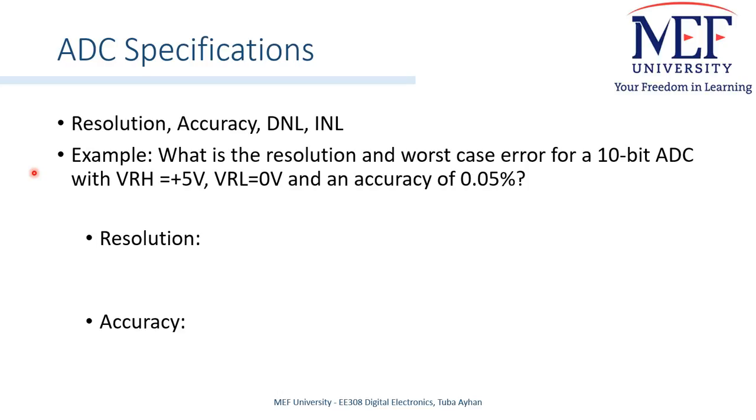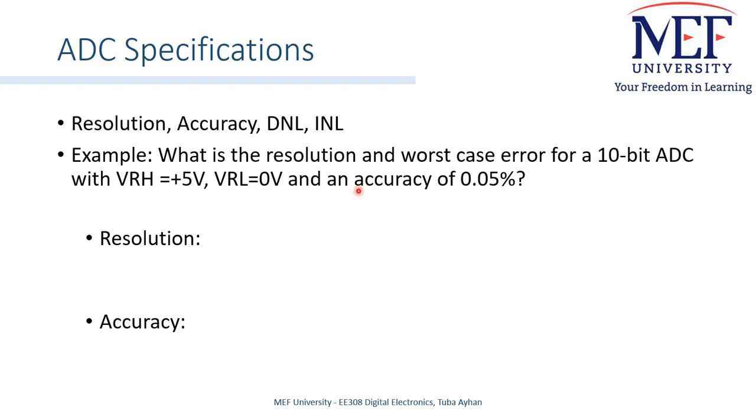What's the resolution and worst case error for a 10-bit ADC with a high reference of 5 volts and low reference of 0 volts and an accuracy of 0.05%? So to calculate the resolution, you need to use high reference voltage and low reference voltage difference and 2 to the power of n. N is 10 in this example.